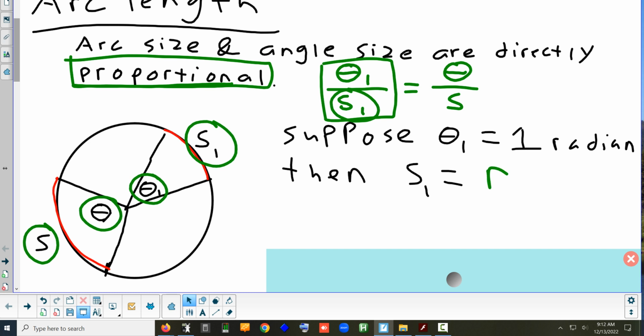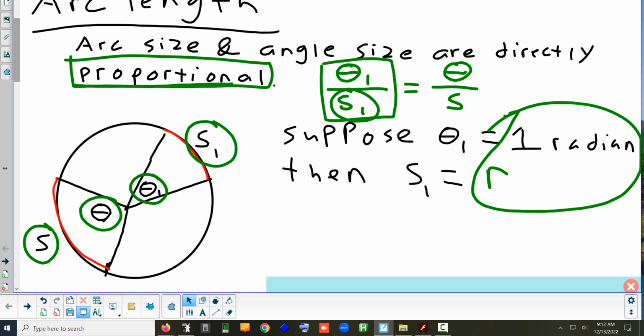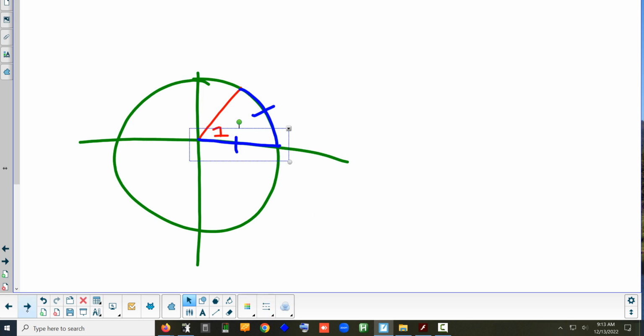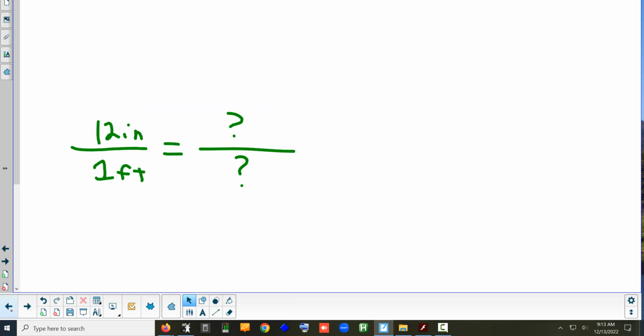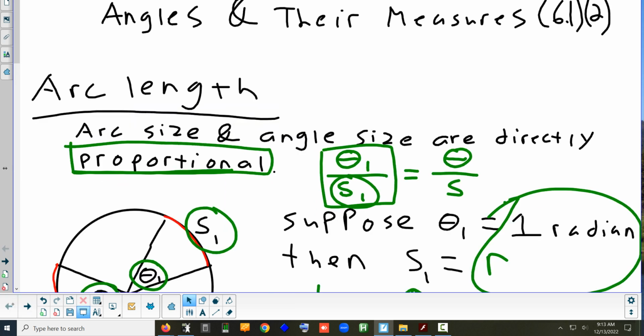There we go. So this right here, what I just circled, that's like our 1 foot equals 12 inches. That's our starting fact that we're going to use. So if the angle is 1 radian, then the arc is automatically the same size as the radius, which will be given to you in the problem. Now, the other side, those are our question marks. That's what we don't know. Those would be things we'd have to figure out.